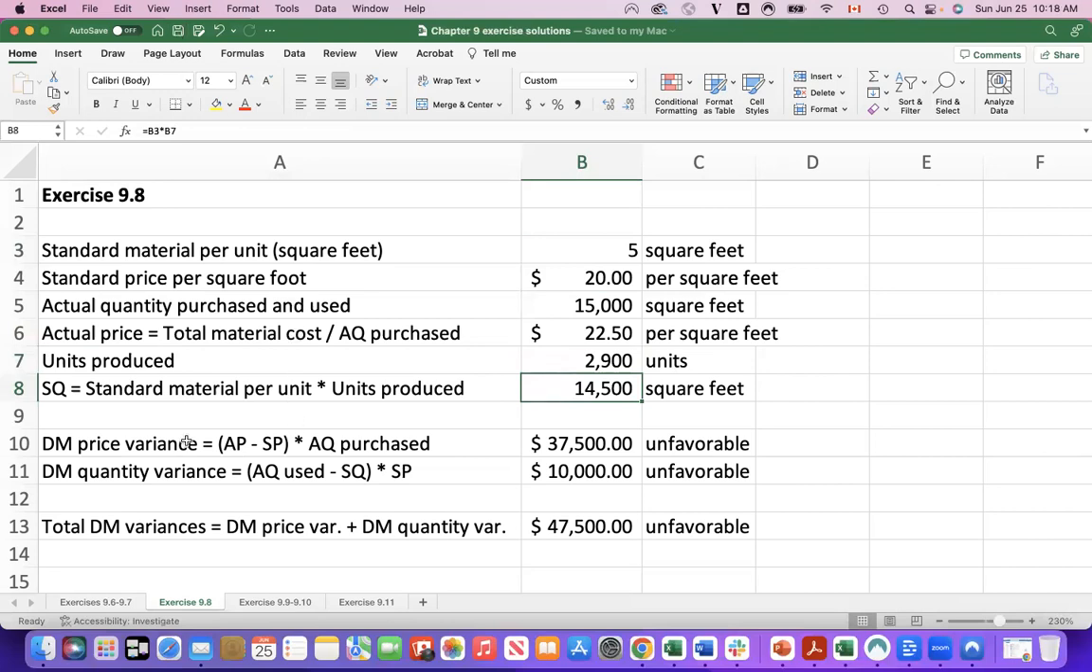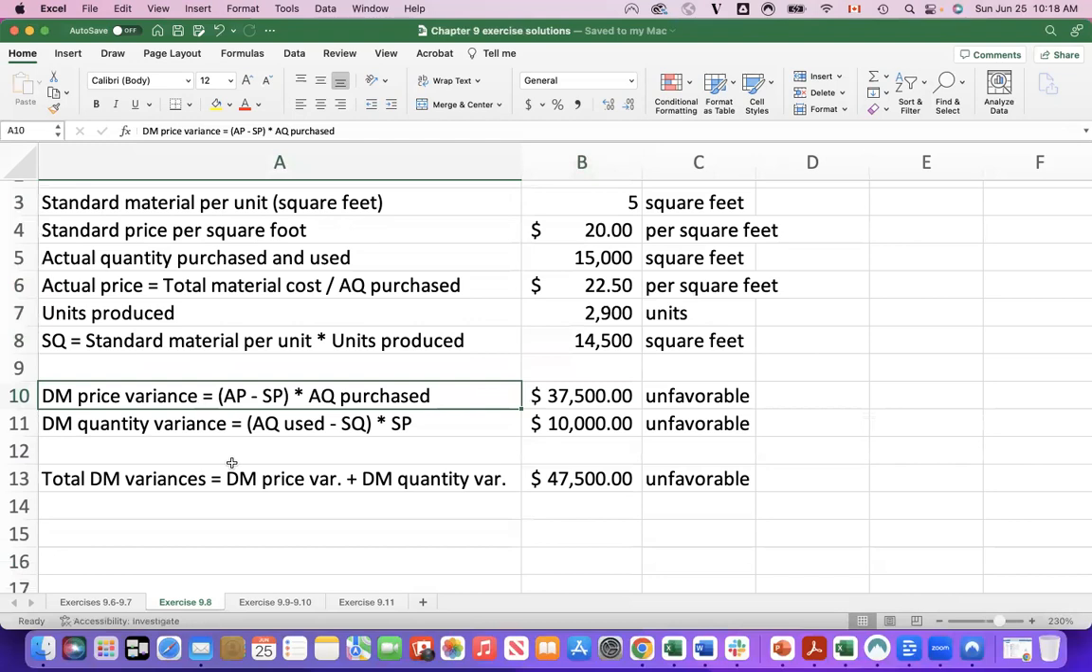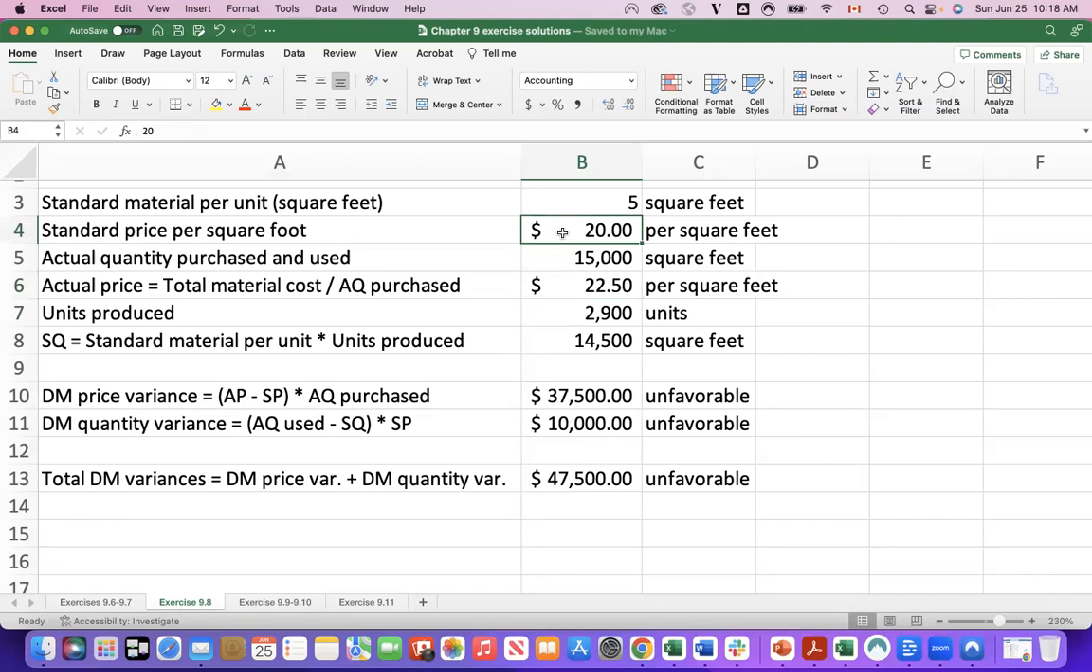But let's look at the price variance first. Remember, the price variance is the difference between the actual price that we paid per square foot, which was $22.50, less the amount that we would have expected to pay per square foot, which was $20, our standard price. That difference of $2.50, we multiply by the amount of materials that we actually purchased, in this case 15,000 square feet. So you can see the formula there: the difference between the actual price and the standard price, multiplied by the actual quantity purchased. We get an unfavorable variance of $37,500.